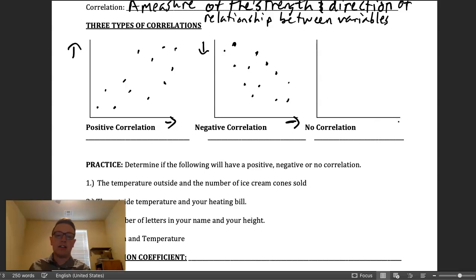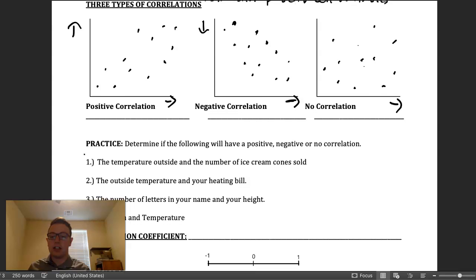Then finally, there's no correlation, which is as we increase our x variable, we have no clue what's happening. It's just all over the place. So these are three types of correlations. Let's try to figure out a couple of practice problems, what the correlations for these would be.